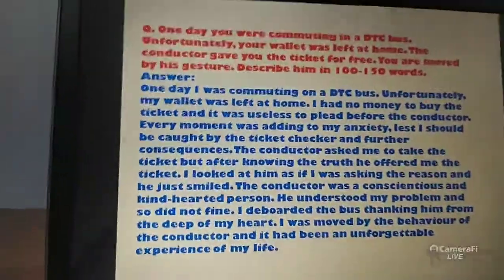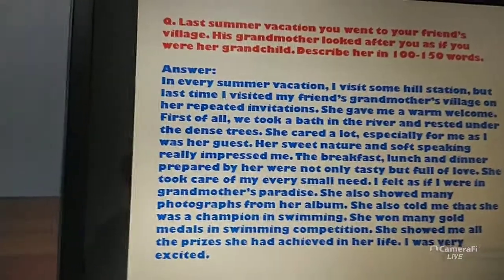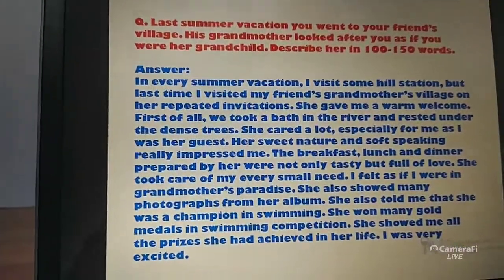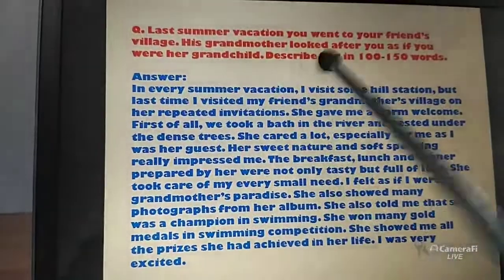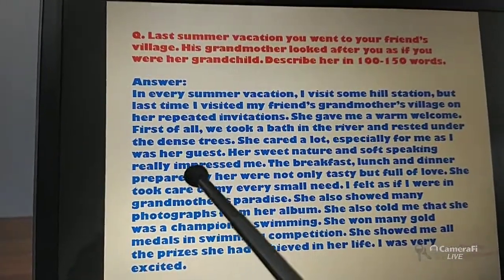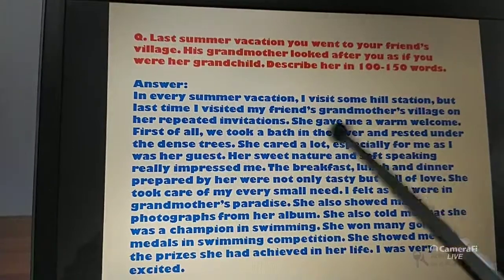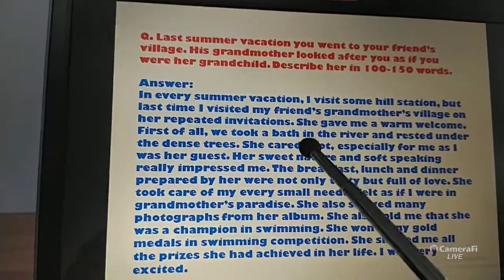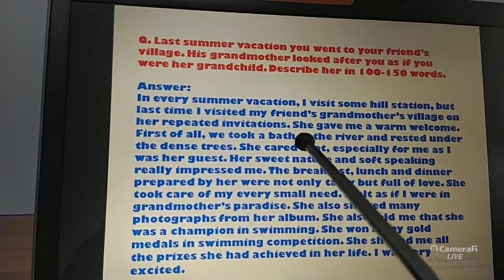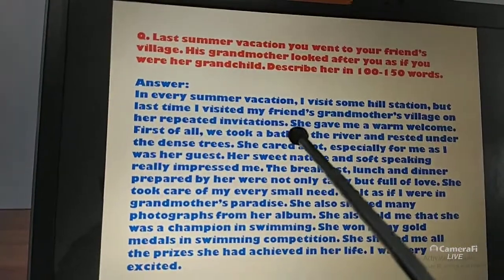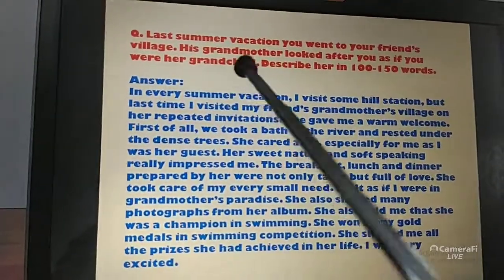Now generally the next question comes: what type of questions will come in the MCQ pattern? So in the MCQ pattern that is coming in the board, let me tell you, suppose this question is given. Suppose: in every summer vacation I visit some hill station, but this time I visited my grandmother's village on the repeated invitations. So this is the introduction of the paragraph. You understand the first line. So suppose the question comes: from this paragraph which line is the introductory line.